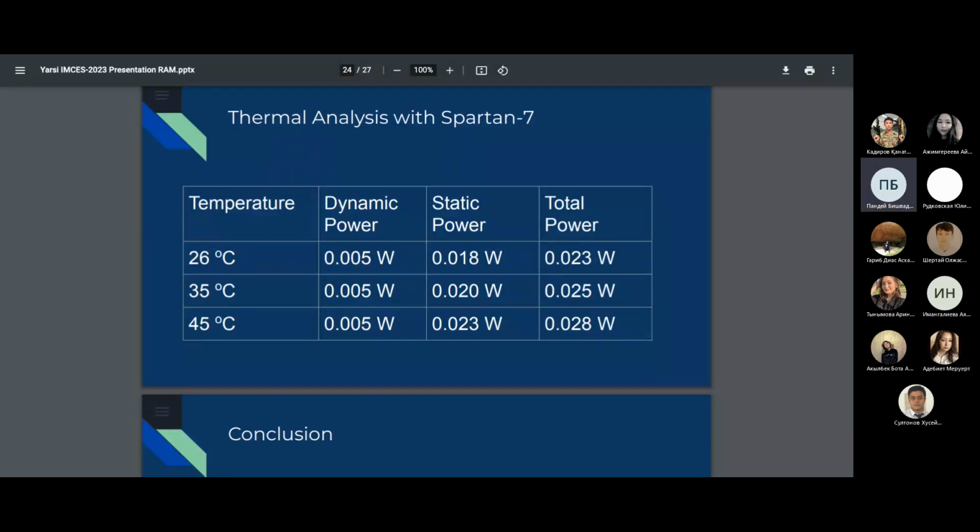45 degrees Celsius. Dynamic power 0.005 watt. Static power 0.023 watt. Total power 0.028 watt.